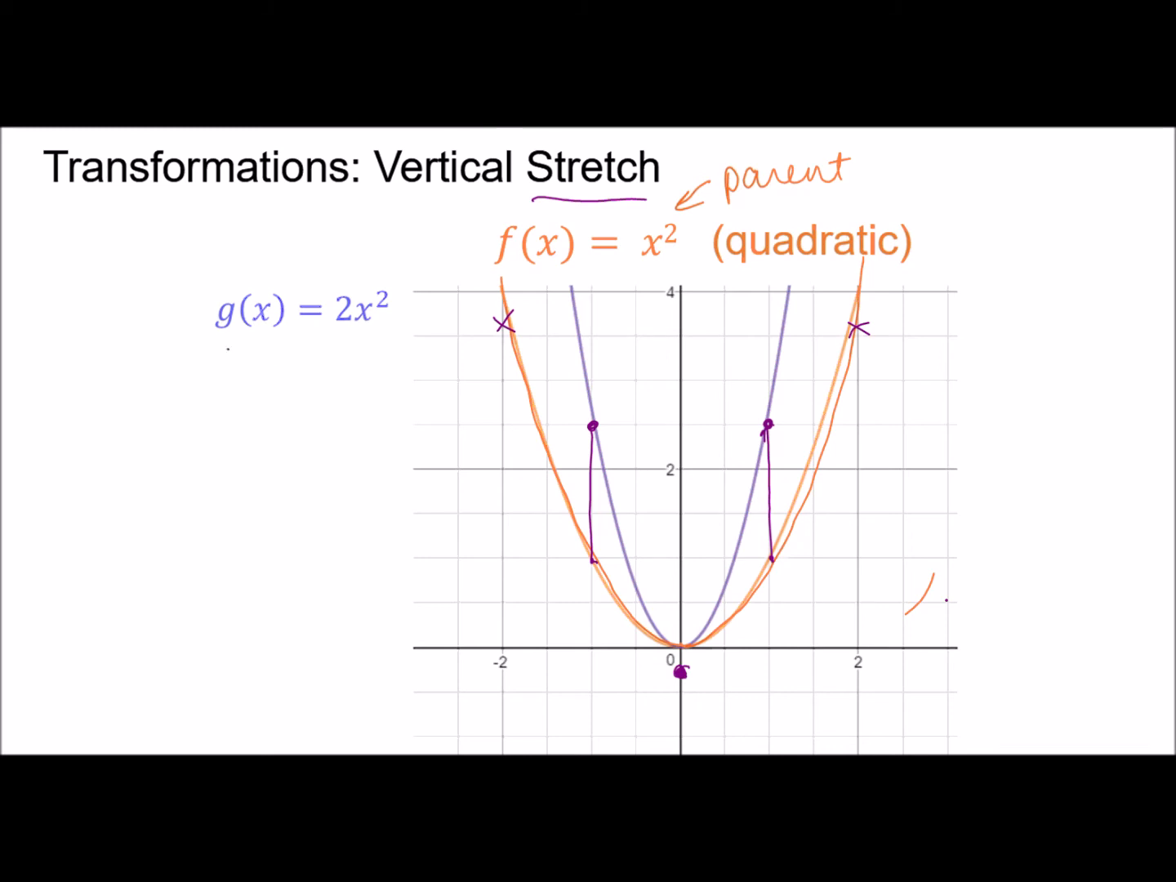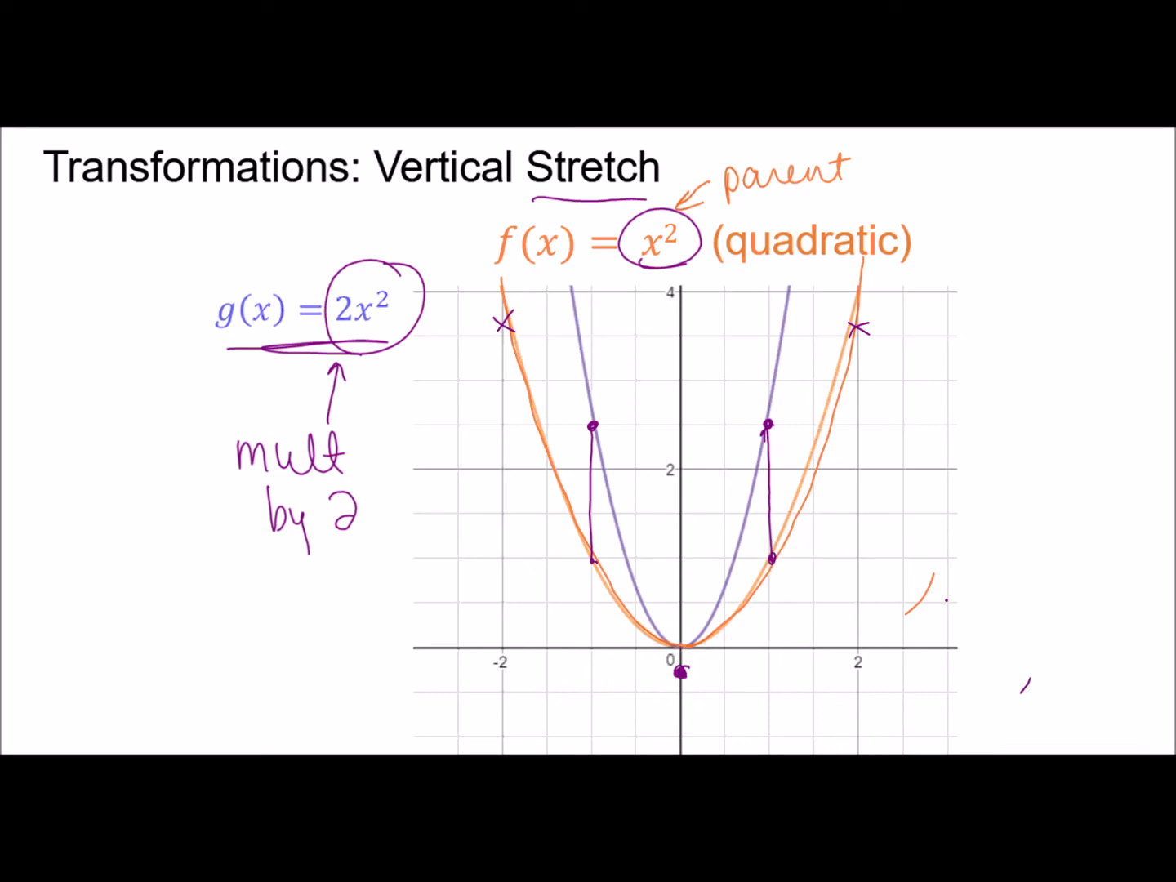So let's talk about equation-wise. Here's the parent. Here's the new one. You'll notice that the change here is that I multiplied by 2 on the outside. Inside would have happened just to the x, and I'll show you that example in a minute. So check out what happens to the points as far as this is concerned.